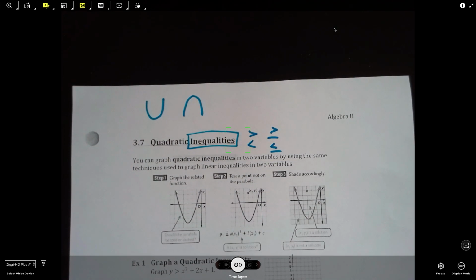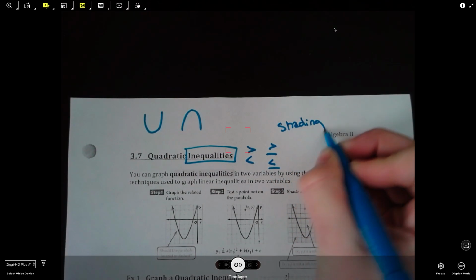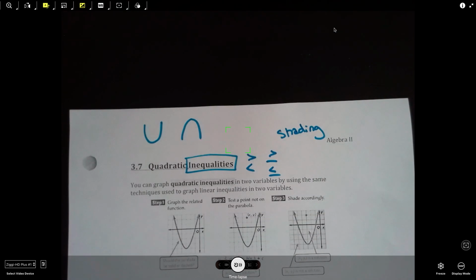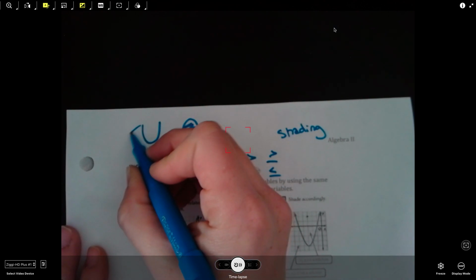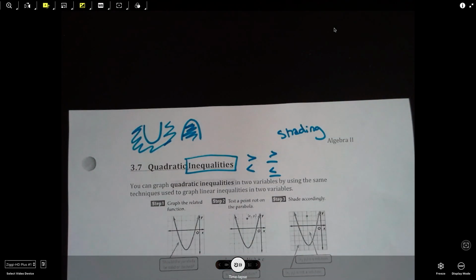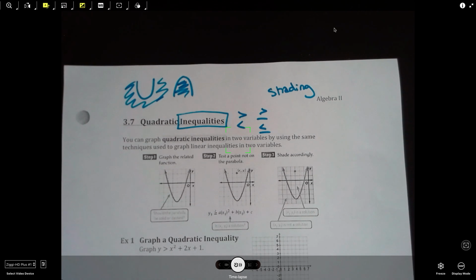And what do you do when you have an inequality symbol in your graphing? You end up shading, right? You end up shading things, okay? So what we are doing is either shading inside of the parabola or shading outside of the parabola. Who wants to shade outside of a parabola? That's not fun. The inside part is the more interesting part, okay?